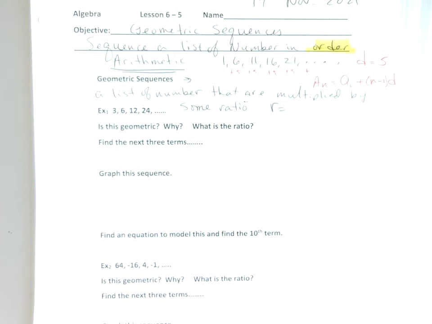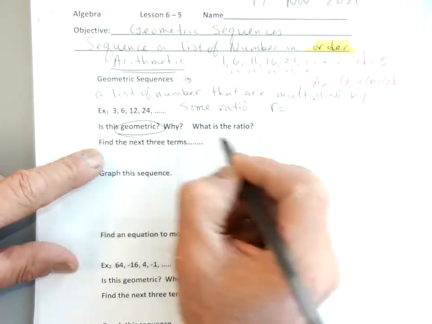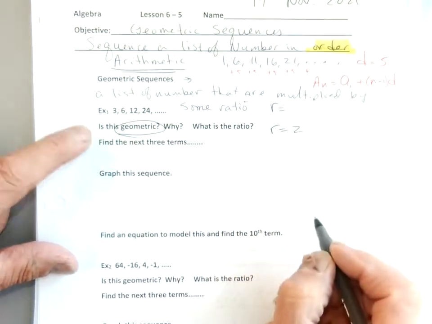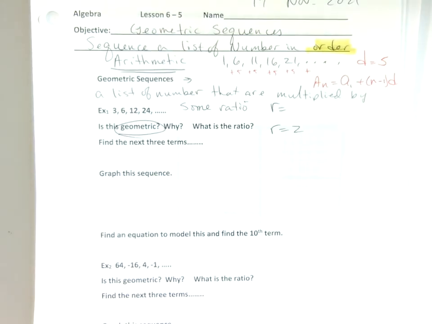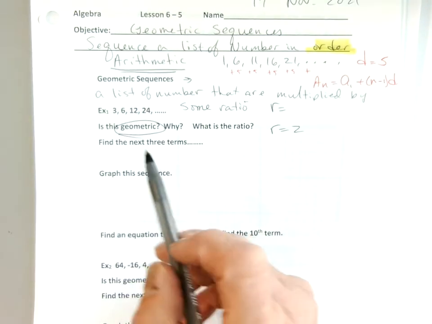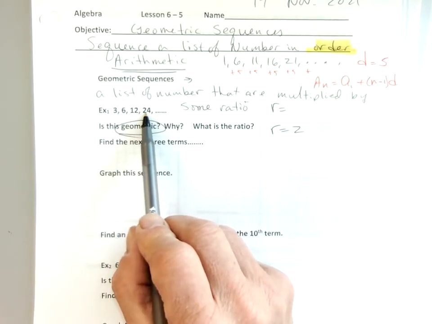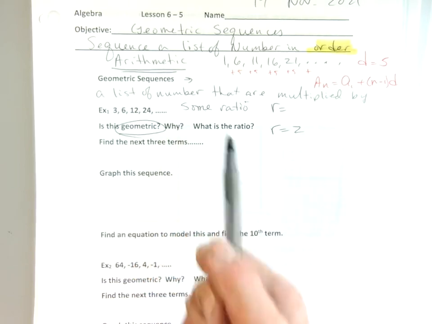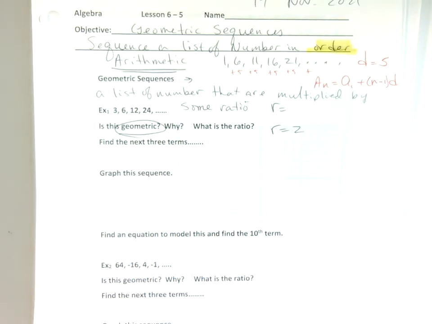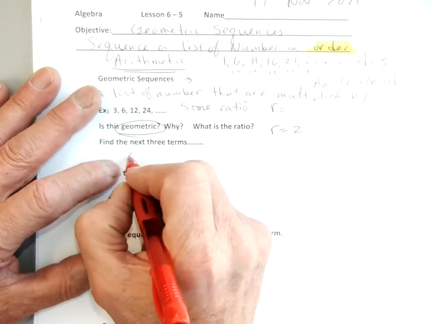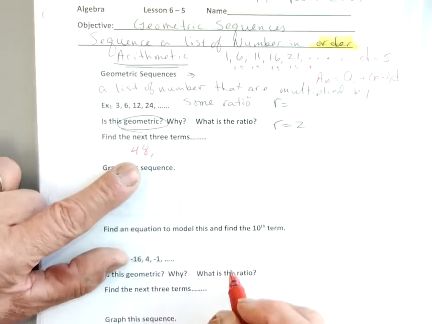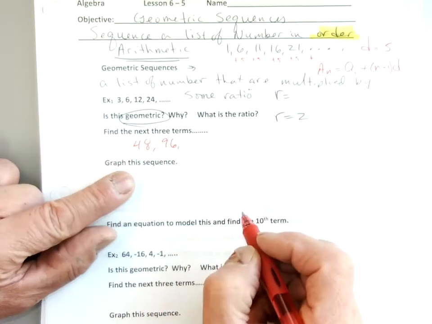So in example 1, it is definitely geometric, because our ratio is 2, and we're multiplying, okay? Thumbs up. Can you see that? Just times by 2, times by 2, times by 2. It is geometric because we're multiplying by the same number. So what's our next 3 terms? Okay, I think it's 48, then what? 96, and then what?